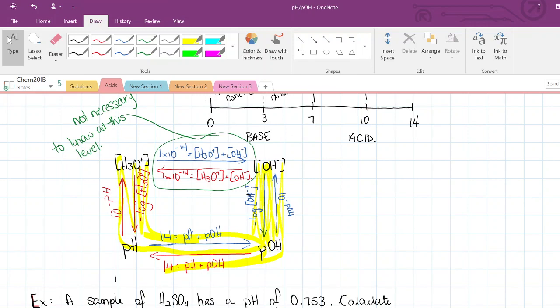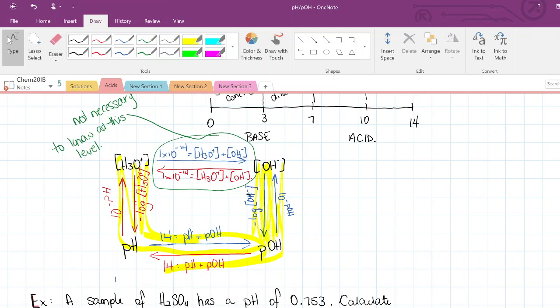Okay. So what I've done here is I've put together the roadmap for how you would work between the two scales. So if you're given concentration of hydronium and you want to go from concentration to pH, you're going to use negative log of the hydronium ion concentration. To keep going from pH to pOH, we're going to do 14 is equal to pH plus pOH. And then to keep going to concentration of hydroxide, we'll do 10 to the negative pOH.